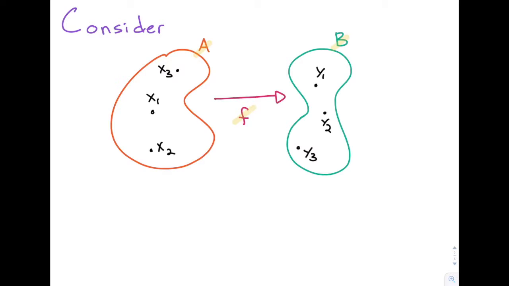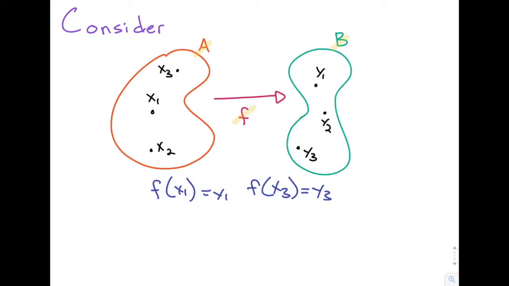Now, if I grab one of these x values and give them to f, I should get one of the y values, right? So if I say f of x1 equals y1, that should make sense. And if I say f of x3 equals y3, that should make sense, right?